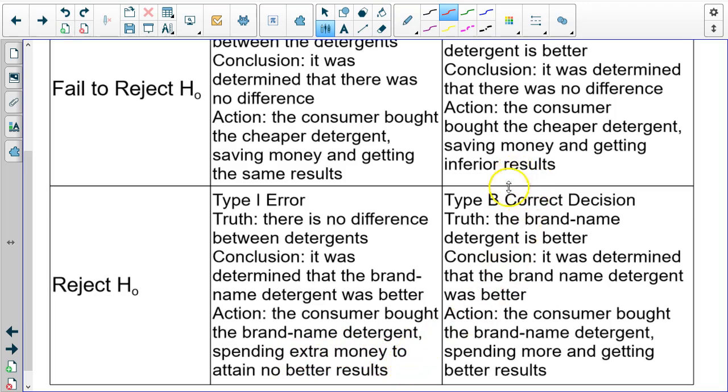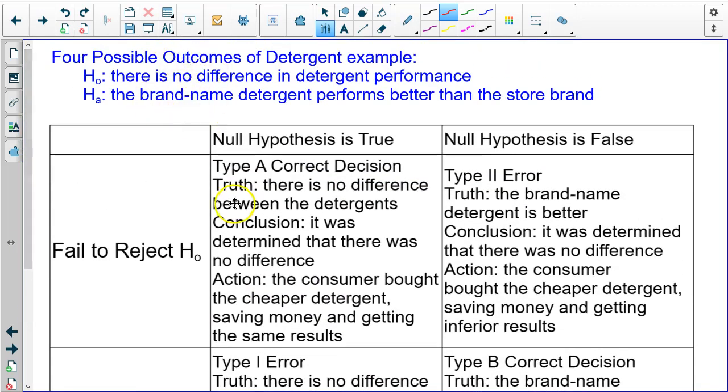And the last one, the null is false, and we reject it. That's good. So the brand name detergent is better. We determined that it was better. The consumer bought the brand name, spending more, but getting a better result. Questions? So it's important to be able to go from this and write the 4 possible outcomes and understand what's going on. And I will tell you, I have a hard time remembering which one's A, which one's B, which one's type 1, which one's type 2. Type 2, I got the F with F, but I have to think about all that. So I'll show you in a little bit. I literally write it every time, my 4 little hints for myself, and then right below them, I fill in using the null and the alternative, okay?